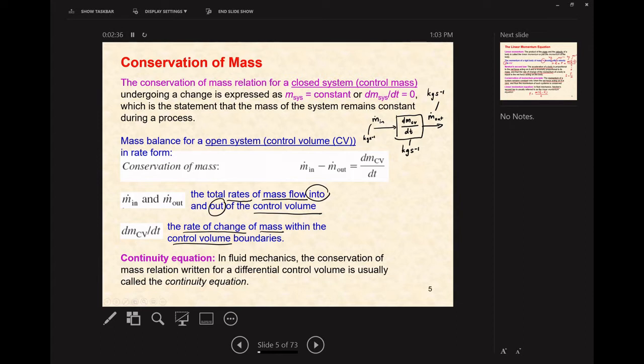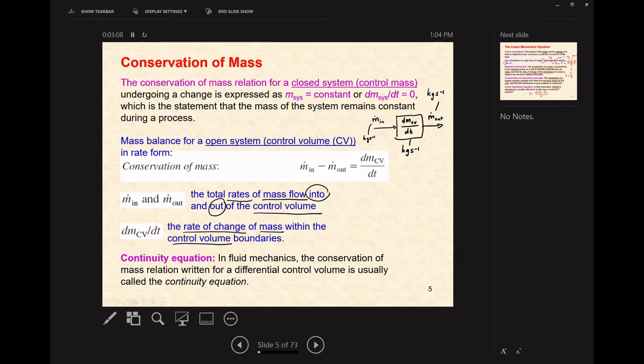The mass for an open system, or in other words we call it control volume, CV, in rate form, we have this conservation of mass, which equals the mass flow rate entering minus the mass flow rate going out equals the change of mass in the control volume with time. Alright, the change of mass in the control volume with time. So in a simplistic form, you can draw this diagram. We have a system in the middle. We have an incoming mass and outgoing mass.